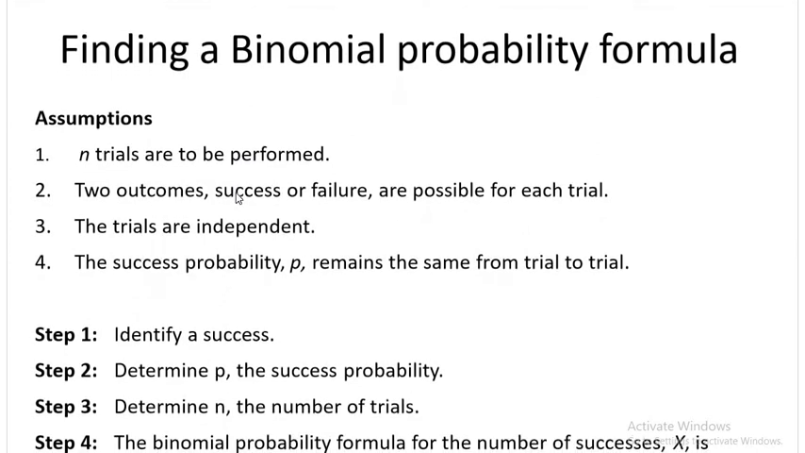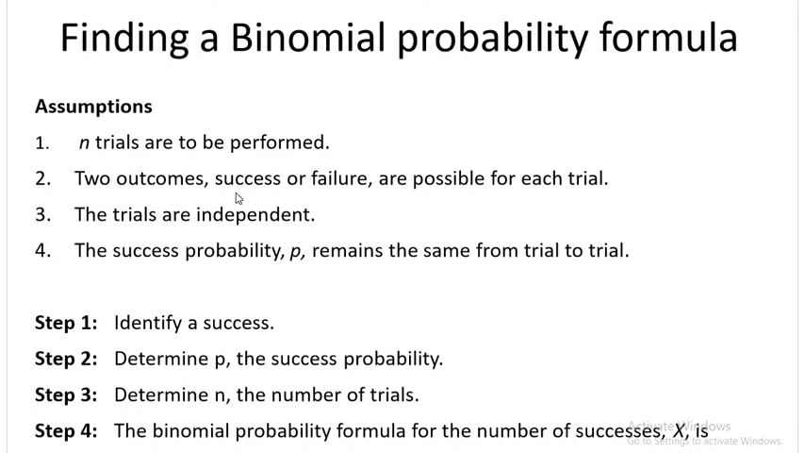Now there are some assumptions and some steps involved in the binomial formula. If you remember these steps and these assumptions, you can easily solve this binomial question. So what is the first assumption? There are n trials. As I discussed before, you need n trials. Every trial has 2 outcomes, success and failure. The trials are independent. This is another assumption. One trial should not depend on the other, or the next trial should not be depending on the previous trial.